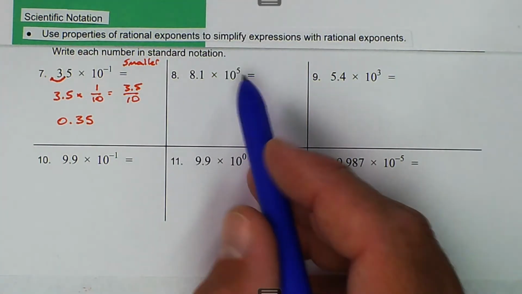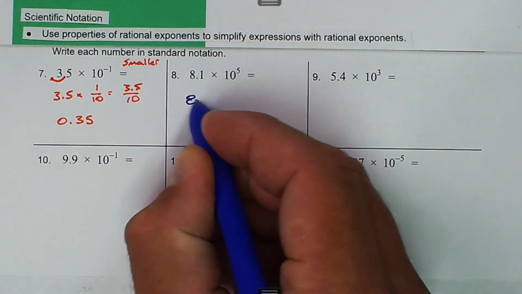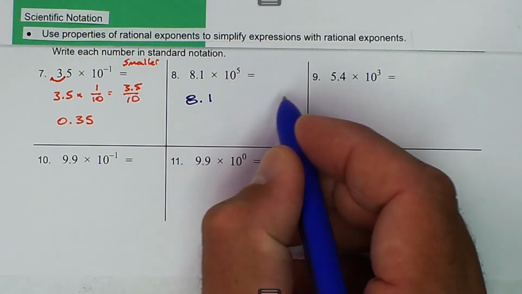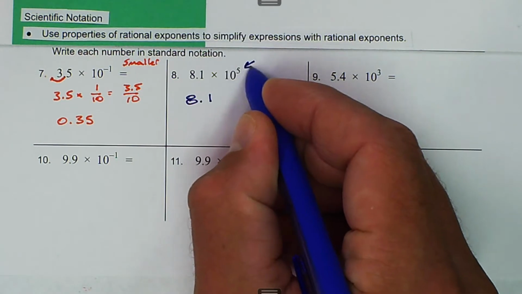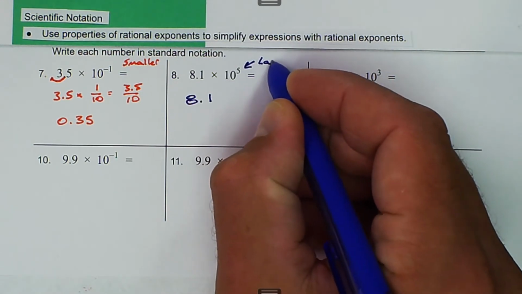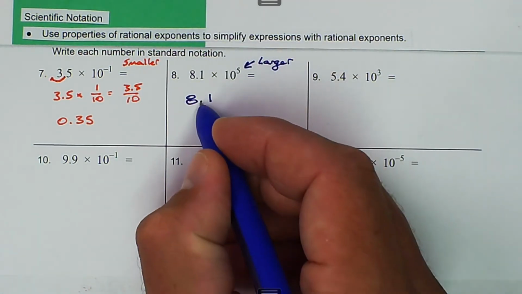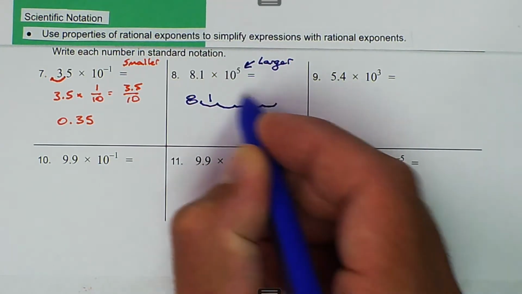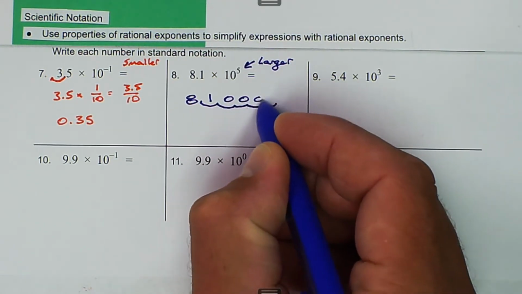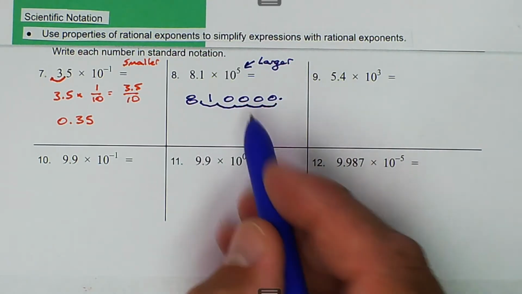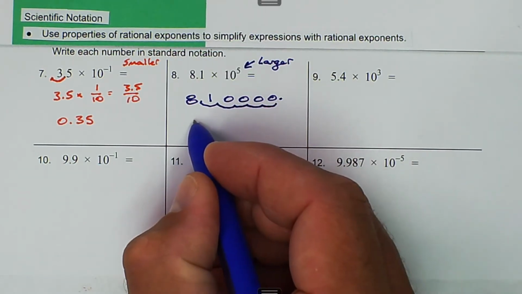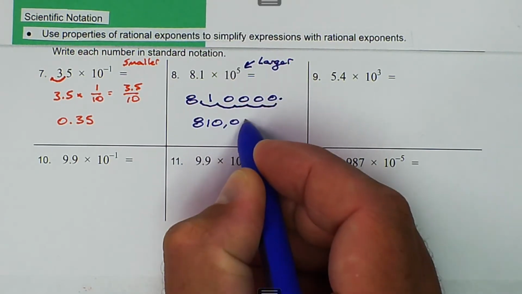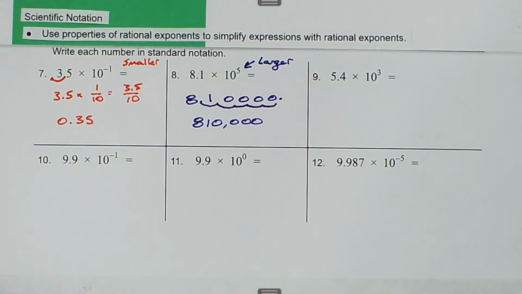Now here we have a positive value, +5. So what that tells us is we have 8.1, and we want to move the decimal point 5 places to the right. So this means that we should be getting larger. So 1, 2, 3, 4, 5. And then we fill those in with zeros. So this one becomes 810,000 as our final answer.